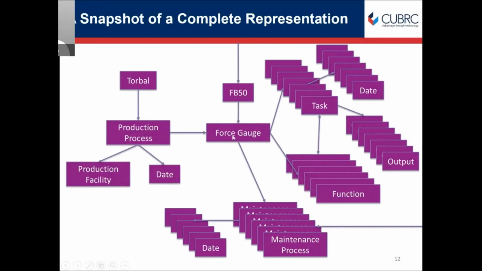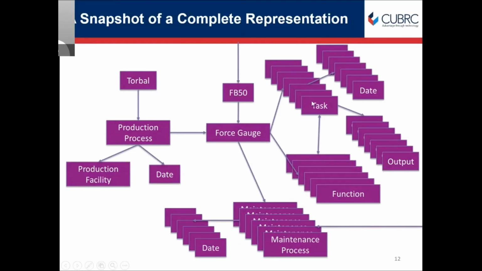So this thing in the center here is supposed to be an instance of a force gauge. And that thing is prescribed by a certain model type. In this case, it's the FB50. It was produced by Torvald at a production facility on a given date. And now that it's in my possession, I use it to perform certain tasks.